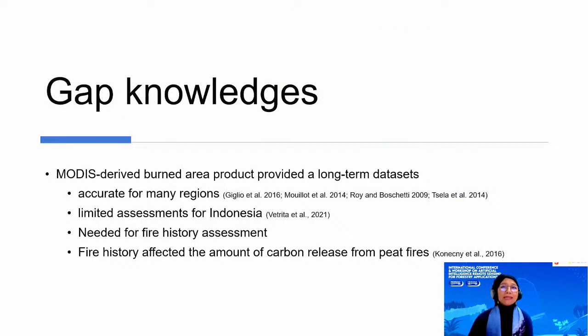Okay, so today the MODIS-derived burn area product provides a long-term data set. If I could recall, this is the only long-term data set for now. The product is accurate for many regions; however, it's a limited assessment for Indonesia. We really need to assess the fire history in Indonesia, if you all agree with me, not only to see the area affected, but also the effects caused by the peat fires themselves. For example, the fire history affected the amount of carbon released from peat fires.